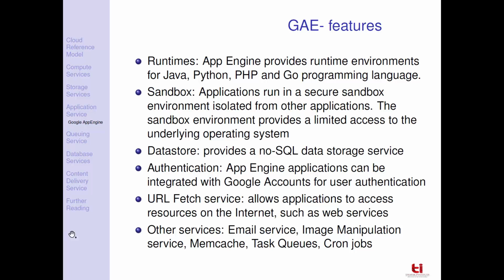So email service allows the applications to send email messages. Image manipulation services allow applications to manipulate the image. Memcache service is basically a high performance cache service that applications can use for caching the data items that do not need a persistent storage.